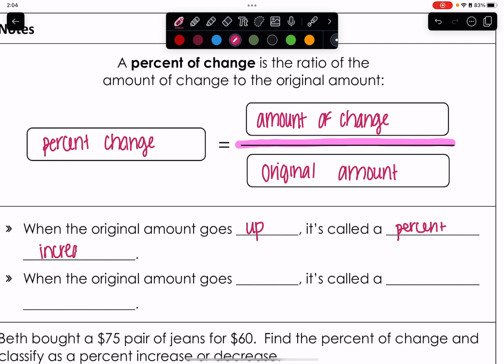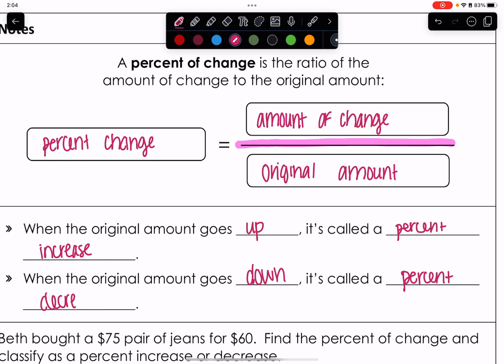So we could say, right, my original score, I got 15 right. Maybe my new score, I got 18 right. So I went from 75% to 90%. That's a percent increase. But if the original amount goes down, then it's called a percent decrease.